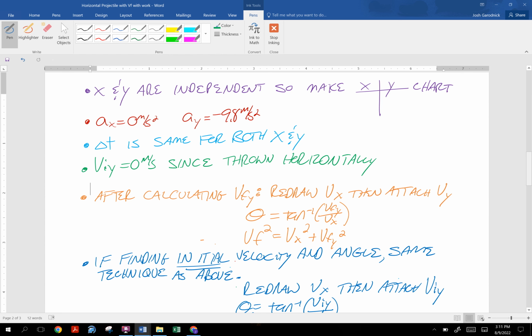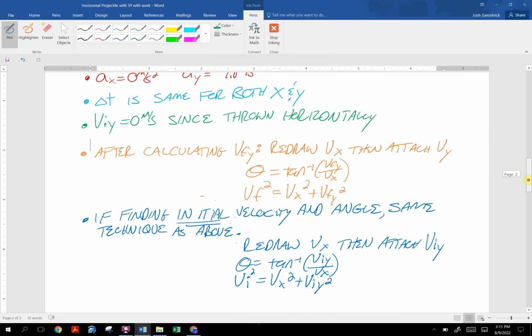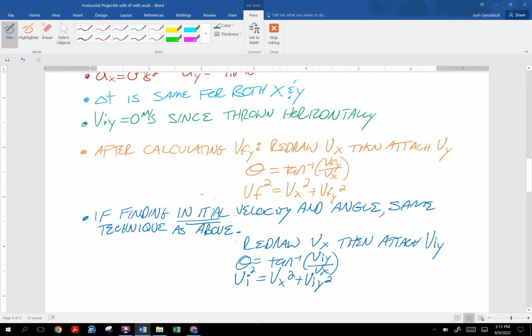In fact, I don't know if we've done it yet. No, actually, I know we haven't. But we're going to be doing a lab where you have to find the initial velocity, which means speed and direction of a football when it leaves your foot after being kicked. So we're trying to find the initial speed and angle. And it's going to be the same technique. I suggest drawing Vx, then attach the initial vertical velocity, and then we're going to do Pythag, inverse tan to get the angle. And that's about it.